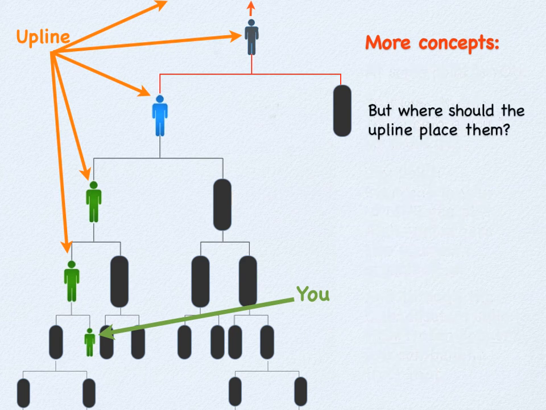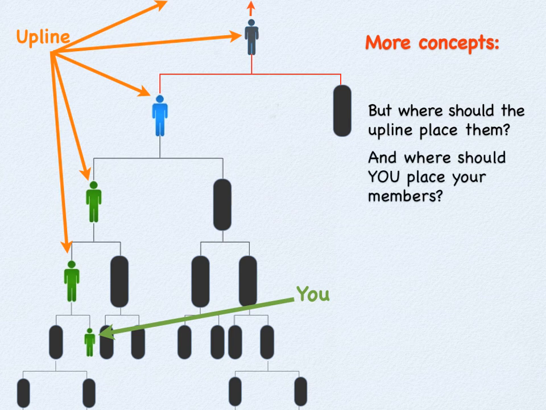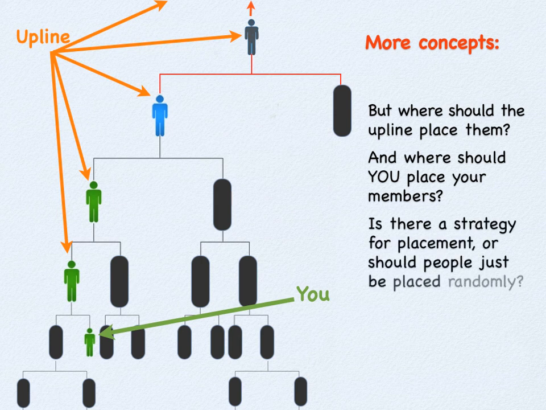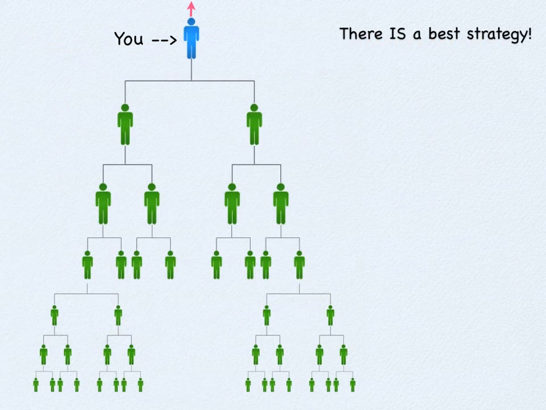But the question is, where should your upline place the people that they are going to place inside your organization? And in the same vein, where should you place your members? Is there a strategy for placement, or should people just be placed randomly? Well, good question. And yes, there is a best strategy. Absolutely. And here it is.